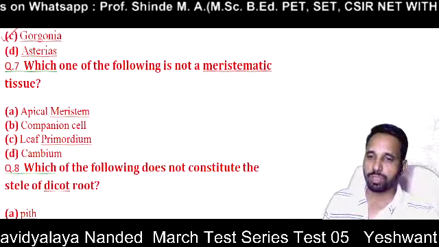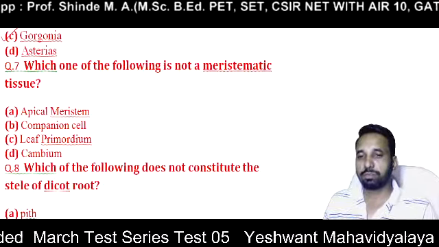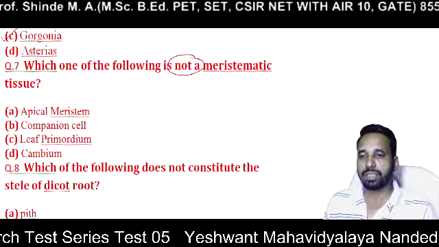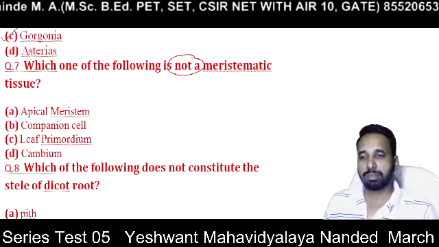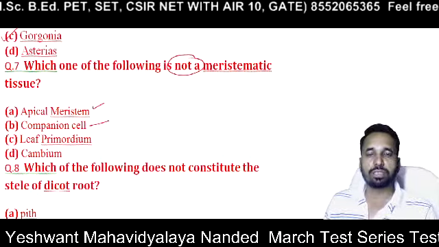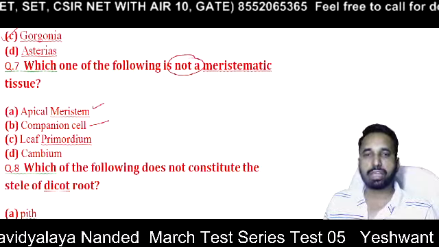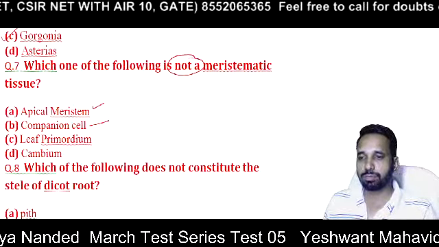Which one of the following is not a meristematic tissue? Not is there, please remember. So apical meristem, in the name itself it is meristem. Companion cell, we have to think about this because this is the part of the phloem tissue, isn't it? So companion cell, they are not meristematic. So this must be the answer.